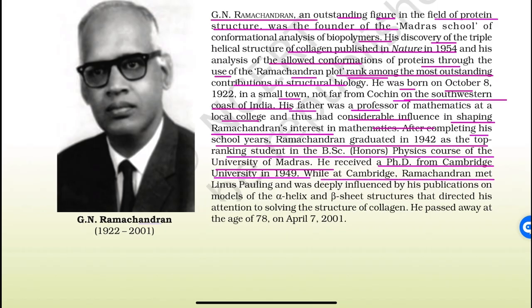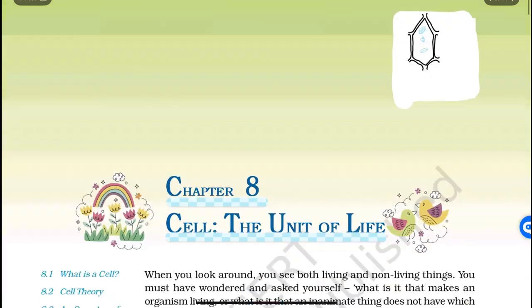While at Cambridge, Ramachandran met Linus Pauling and was deeply influenced by his publication of models of alpha helix and beta sheet structure, which directed his attention to solving the structure of collagen. He passed away at the age of 78 on April 7, 2001.